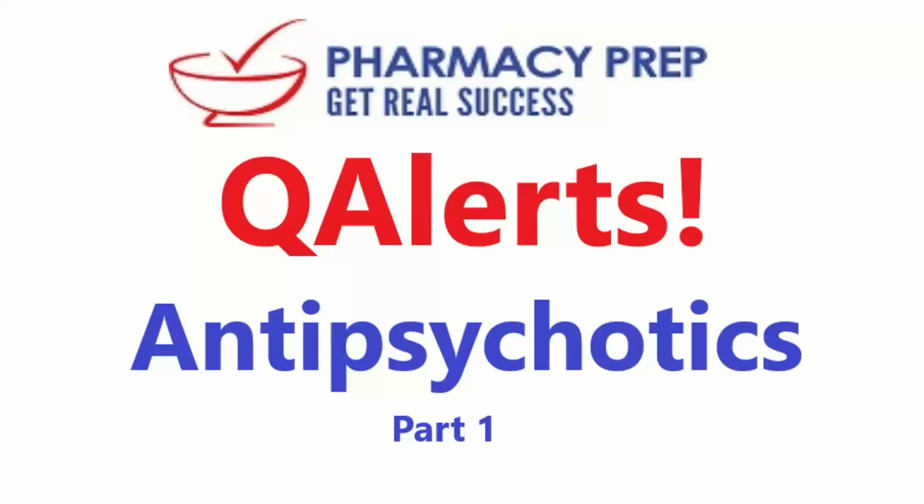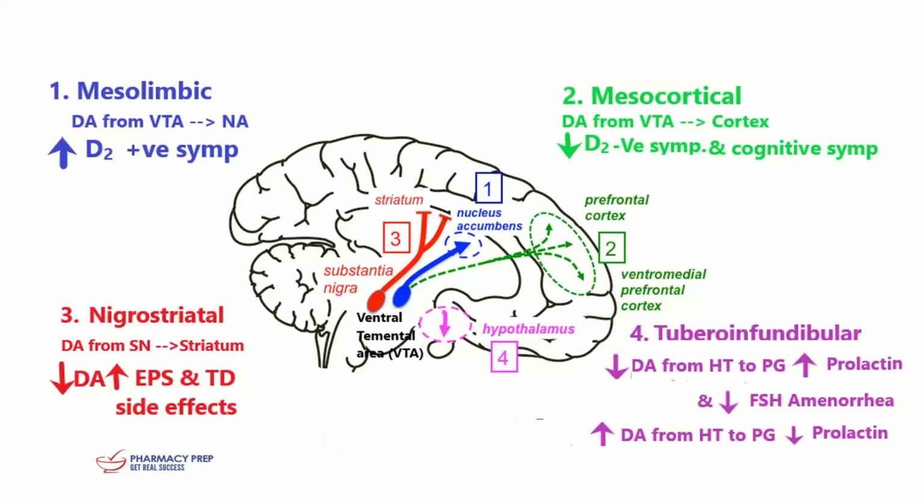So let's begin with some basics of the pathophysiology of psychosis. There are four dopaminergic pathways in the brain. Those dopaminergic pathways are associated with schizophrenia or psychosis. Here, first, I'd like to explain the mesolimbic pathway. The mesolimbic pathway projects from the ventral tegmental area to the nucleus accumbens. So these blue ones are basically the mesolimbic pathway.